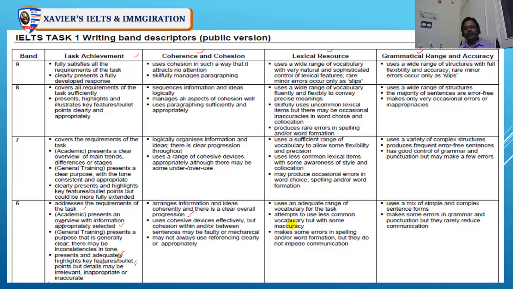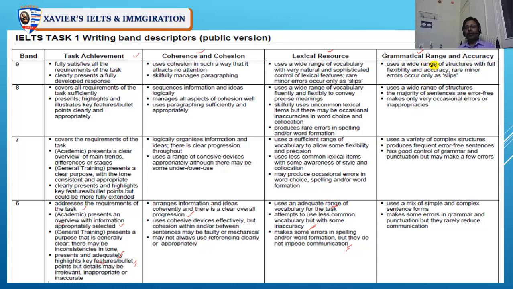Similarly, in lexical resource: uses an adequate range of vocabulary for the task, attempts to use less common vocabulary but with some inaccuracies, and makes some errors in spelling and word formation, but they do not impede communication. That means suppose there are mistakes, but you are able to communicate what you want to say, then you will be getting 6 in lexical resource, with an adequate range of vocabulary. See, adequate range is clearly mentioned, not high vocabulary or complex, big vocabulary. Remember, adequate range of vocabulary.